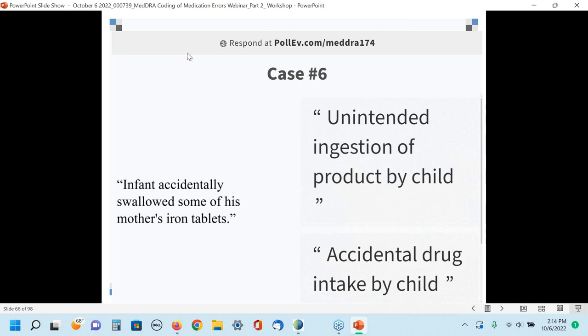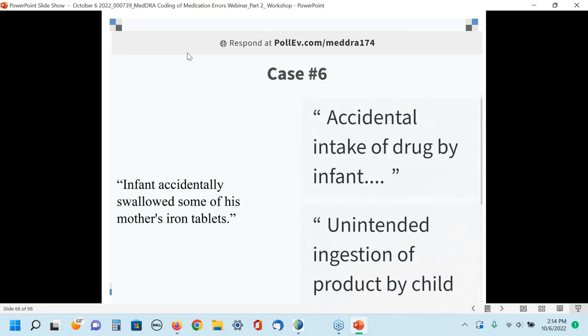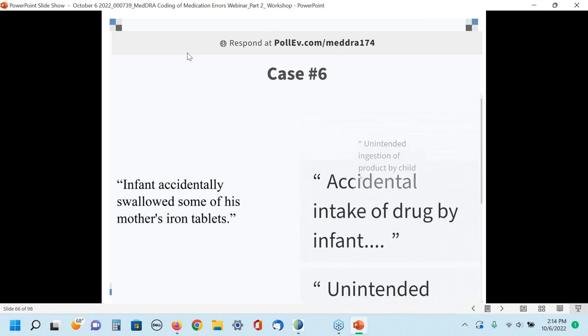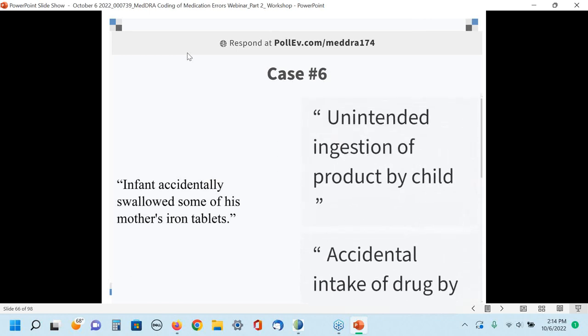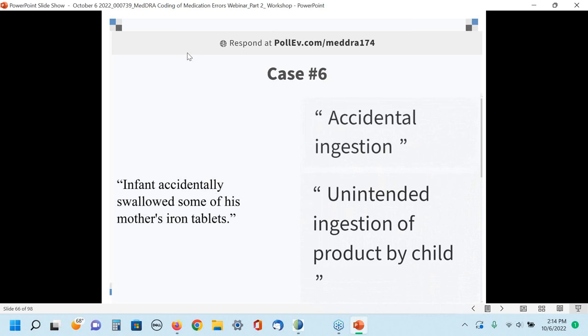This was clearly not for therapeutic intention. Child goes and gets into a bottle of pills with no idea what they are other than they look tasty or attractive in some way. Accidental ingestion.